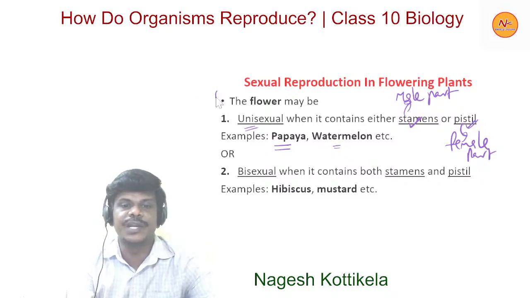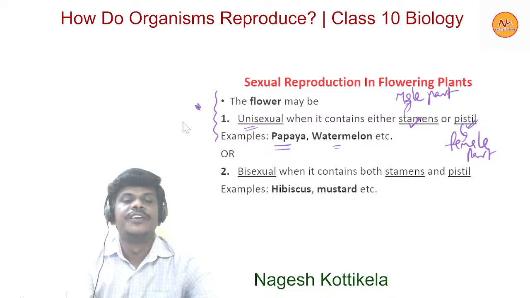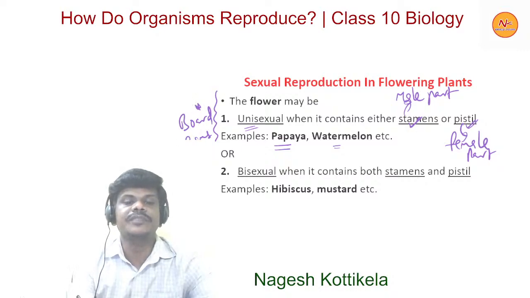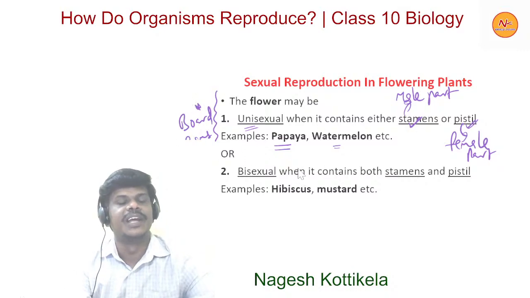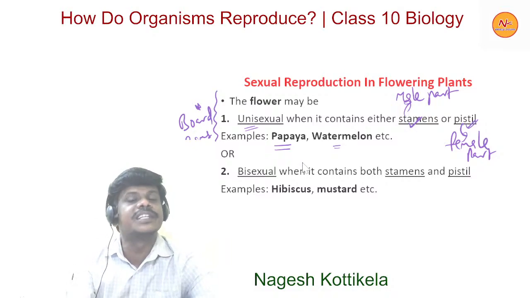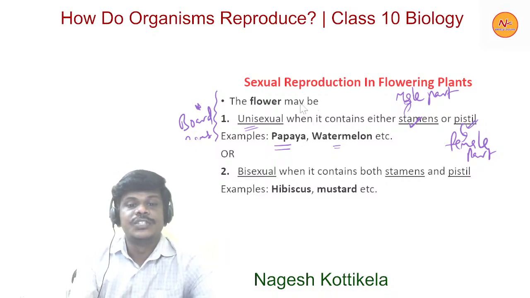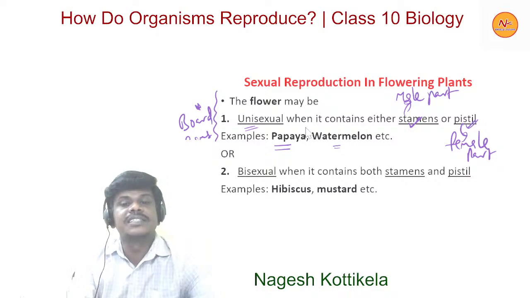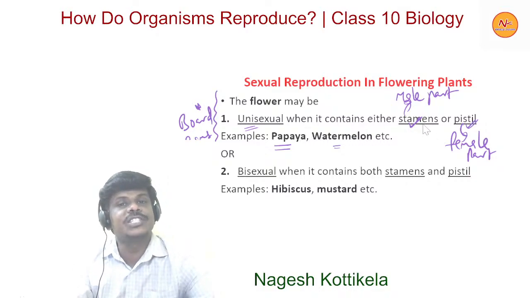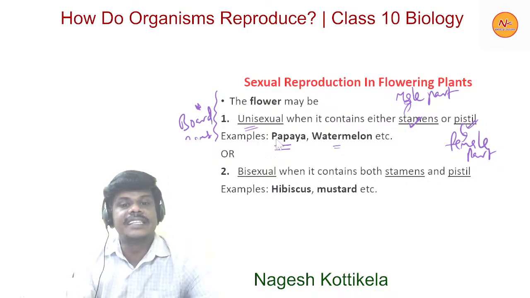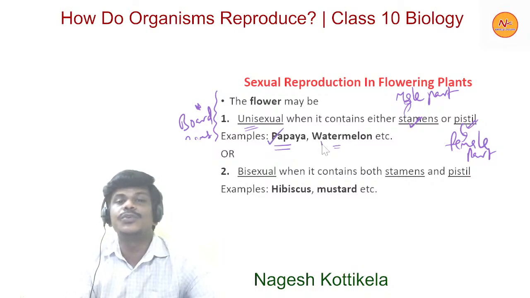This question is very important for board exams, for 1 mark, asking for 2 examples, and also for other competitive exams. So unisexual flowers contain either stamens or pistil, and the examples are papaya and watermelon.